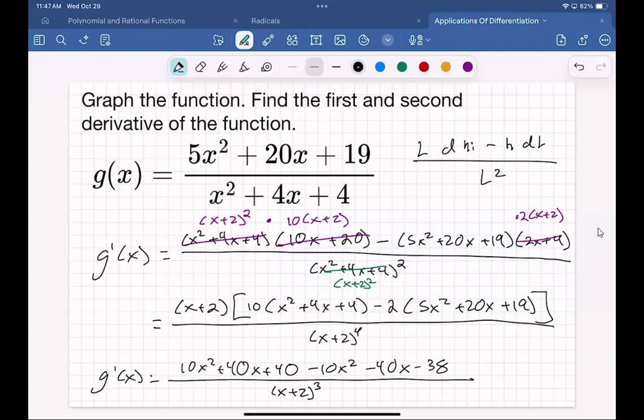All right, what happens to the numerator here, y'all? A lot of stuff canceled out, right? And we just get 40 minus 38. So hey, guess what? That just equals 2 over (x plus 2) cubed.